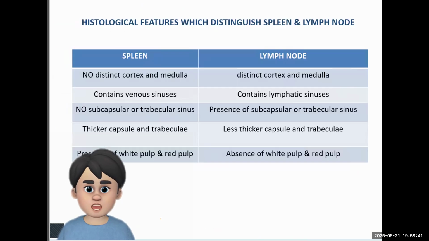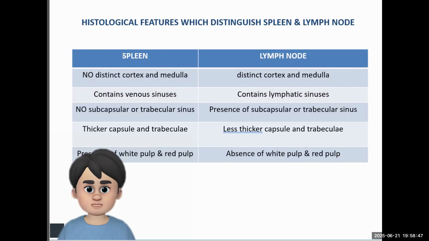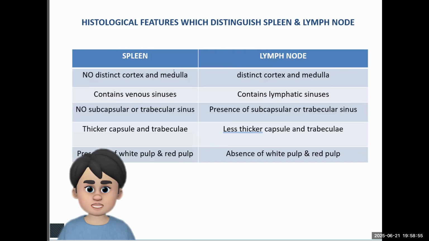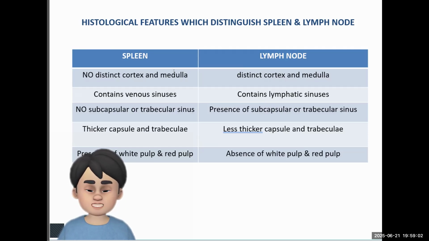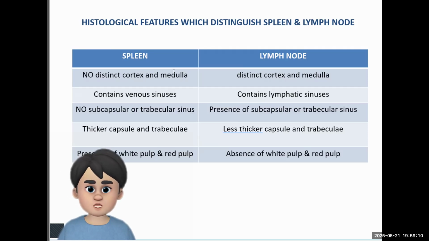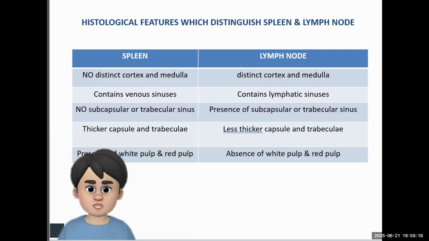See, the histological features that distinguish the spleen are very important. Spleen: distinct cortex and medulla. Even in the kidney you get cortex and medulla, can you remember that? Even when discussing the ovary, there is a cortex and medulla. Lymph node: distinct cortex and medulla, contains lymphatic sinuses, while the spleen contains venous sinuses. Lymph node: presence of subcapsular or trabecular sinuses; spleen: no subcapsular or trabecular sinuses. Lymph node: thinner capsule and trabeculae; spleen: thicker capsule and trabeculae. Spleen: presence of white pulp and red pulp; lymph node: absence of white pulp. This is very important, so you have to know it. These differences keep coming up.